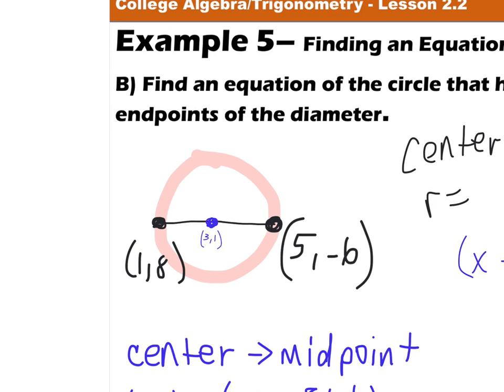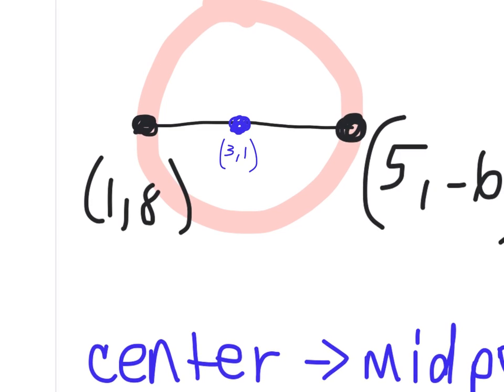Radius. Tell me again what radius is. It's half of the diameter. So I could use what formula to find how long the radius is? Distance. I can find the distance from one side to the other and cut it in half. Or I can find the distance from one of the endpoints to the middle. Doesn't matter which one. I personally am going to choose (1, 8) and (3, 1). Does anybody have any idea why I would choose those two? It's just closer. They're smaller and they're also all positive. You don't have to worry about negatives.